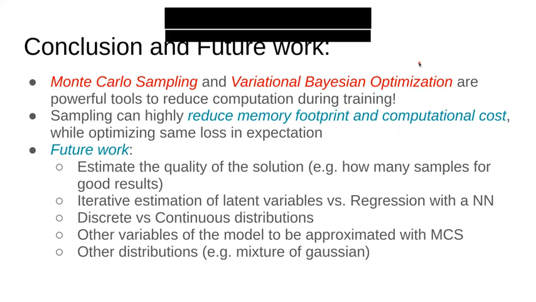And then there are many other points that can be discussed, like discrete versus continuous distribution for the estimation of these variables. And Monte Carlo sampling can be probably used also in other parts of the learning, and also using more complex distributions like mixture of Gaussians or other things can be also an interesting way to improve results. And with this, I'm finished with the talk, and I'm open to any question.